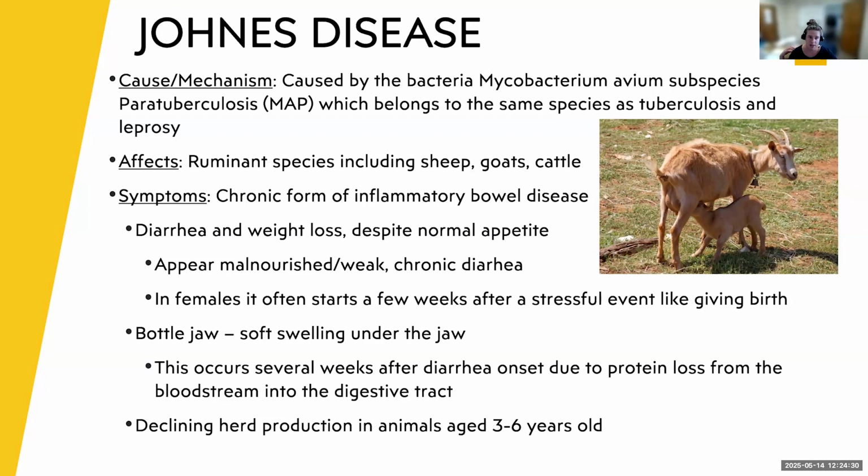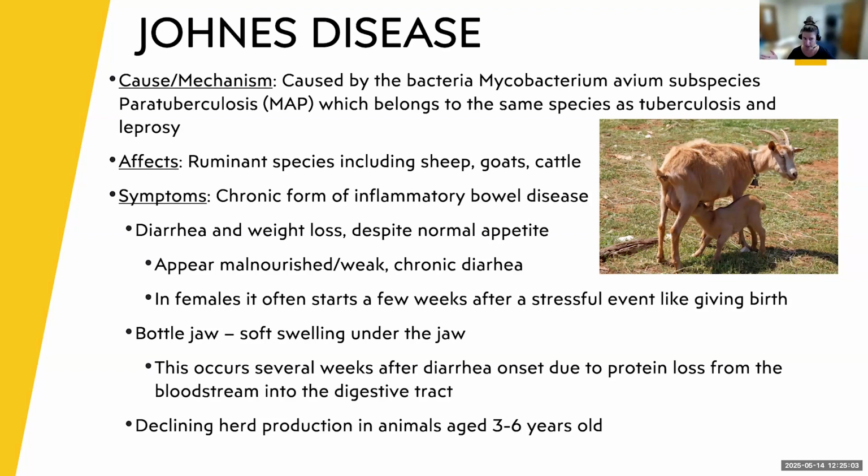So Johne's disease is another common enough disease in sheep and goats. It is caused by the bacterium Mycobacterium, which belongs to the same genus as tuberculosis and leprosy. So sometimes people might call it paratuberculosis or Johne's disease. They're kind of interchangeable. This does affect all ruminant species, including cattle, as well as our wild ruminant species. Symptoms are a chronic form of inflammatory bowel disease.